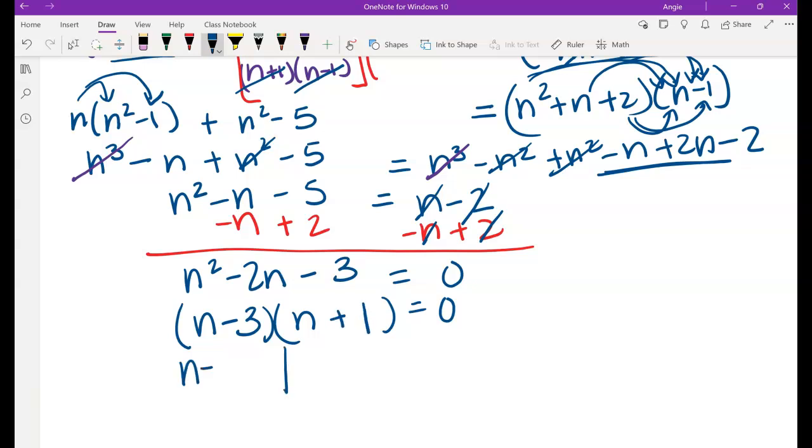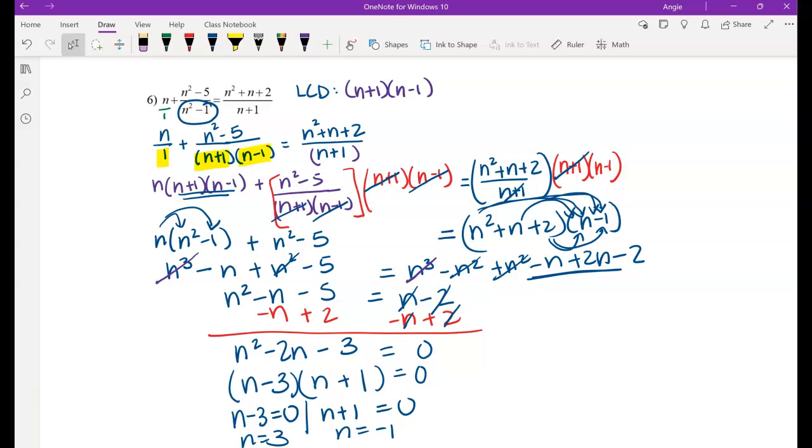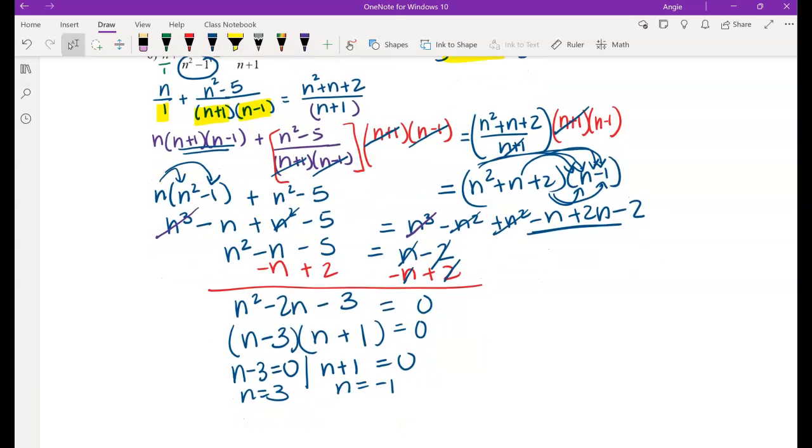Take each factor, set it equal to 0, and solve. So the first one, n equals 3. The second, n equals negative 1. Let's check to see if we have restrictions. If not, we have to state them. Our restrictions, guys, are that n can never be negative 1 or positive 1. Since n can't be negative 1, we cannot keep this one. So our only answer that we can keep is n equals 3.